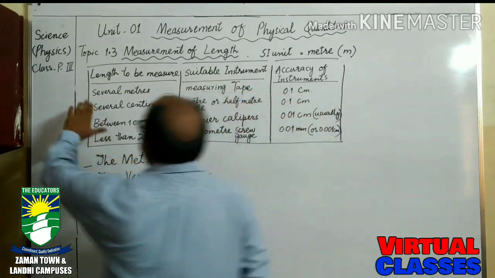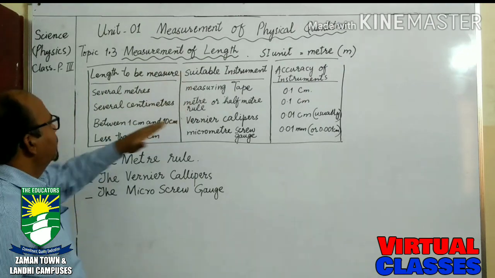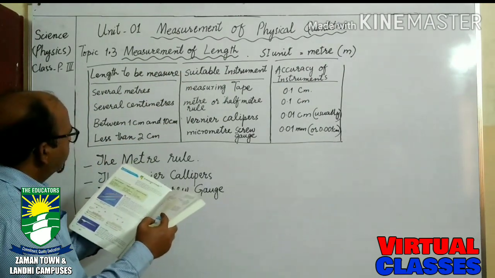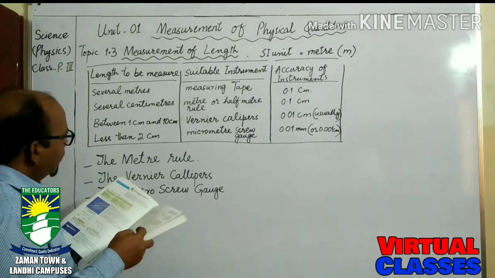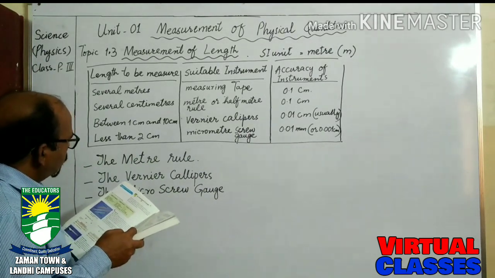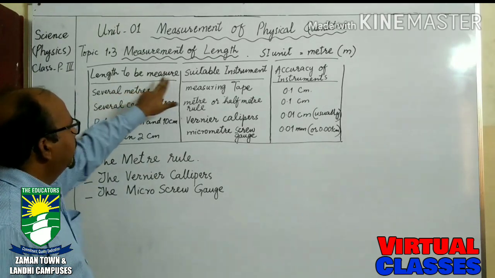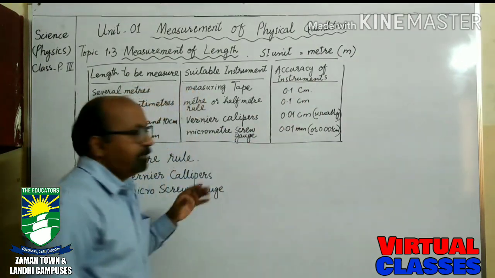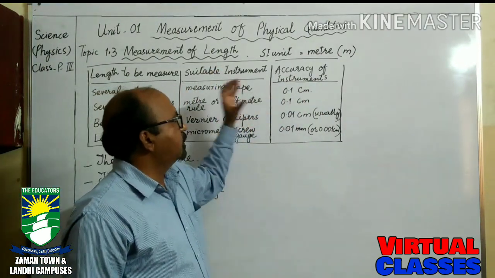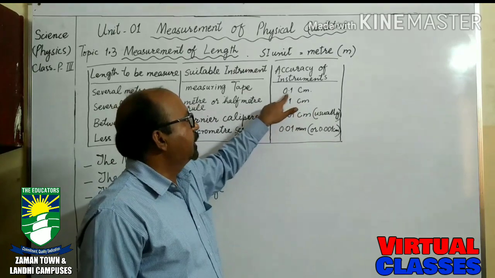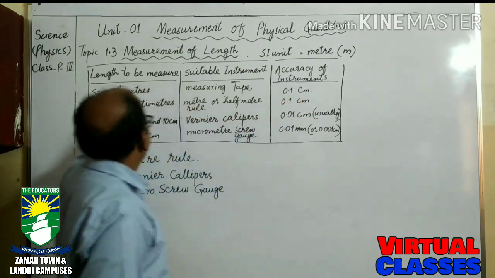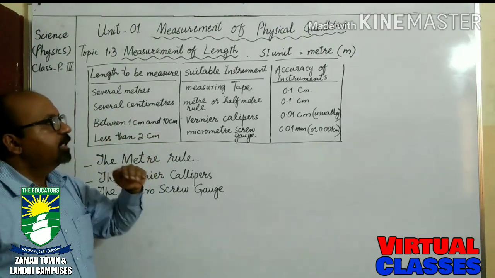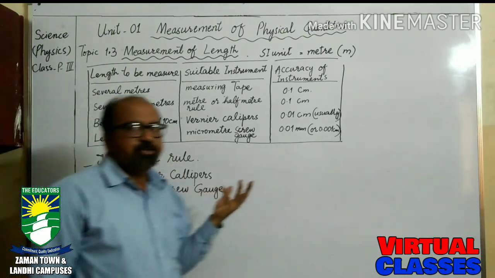So the first one: this table, which is on page number 4, Table 1.3, shows the length to be measured, the suitable instrument, and the accuracy of the instrument, meaning how small a unit can be measured. For example, if we want to measure several meters, we will use a measuring tape.